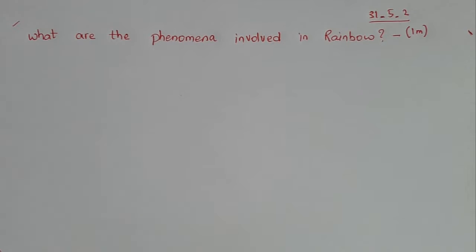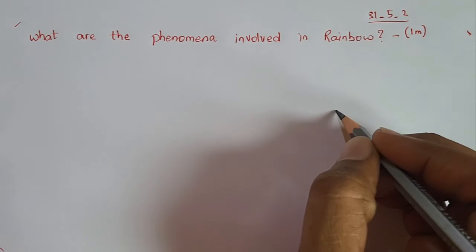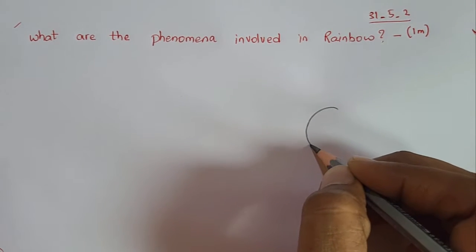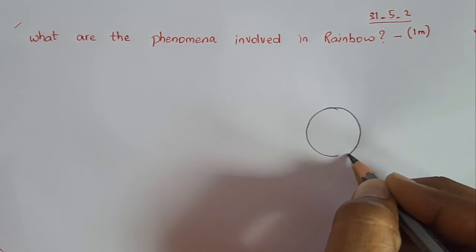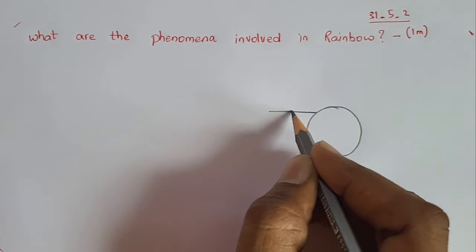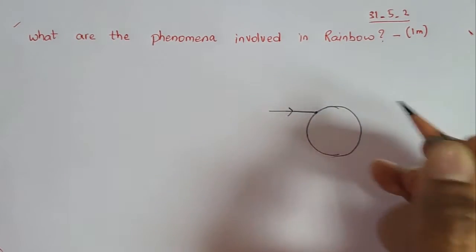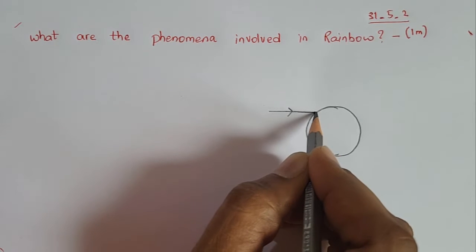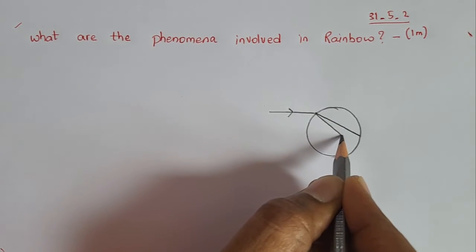That is, what are the phenomena involved in formation of a rainbow? See, to understand this, you should be knowing the diagram of formation of rainbow neatly. How will a rainbow be formed? First, there will be a water droplet, and upon that water droplet, a white light or sunlight will come. And here, what happens? The light rays will get dispersed and get refracted in this way.